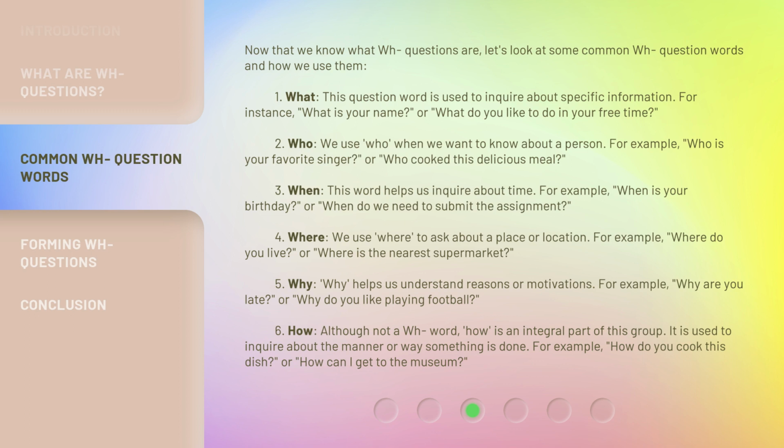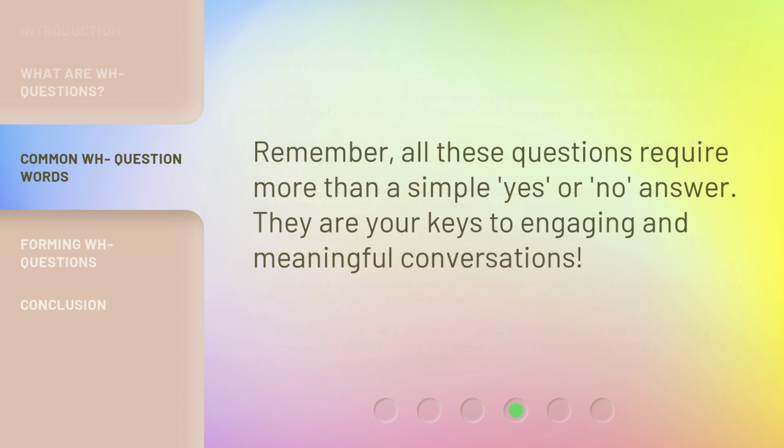6. How? Although not a WH word, how is an integral part of this group. It is used to inquire about the manner or way something is done. For example, how do you cook this dish? Or, how can I get to the museum? Remember, all these questions require more than a simple yes or no answer. They are your keys to engaging and meaningful conversations.